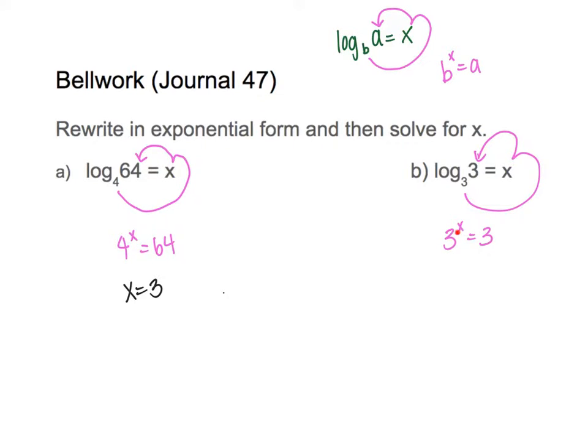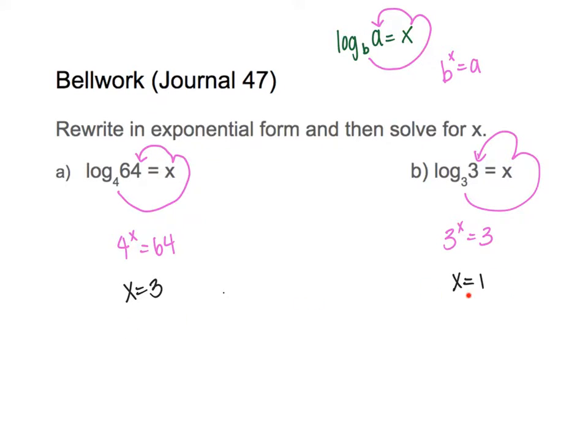What does the exponent need to be here to make this 3 a 3? Well, x to the first power. So when x is equal to 1, 3 to the first power is just itself. That's what we learned last week. So in this case, it looks like x is equal to 1.